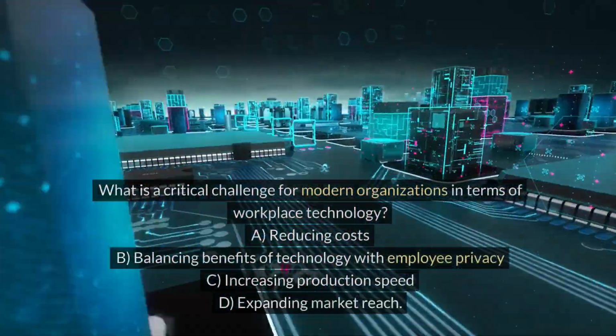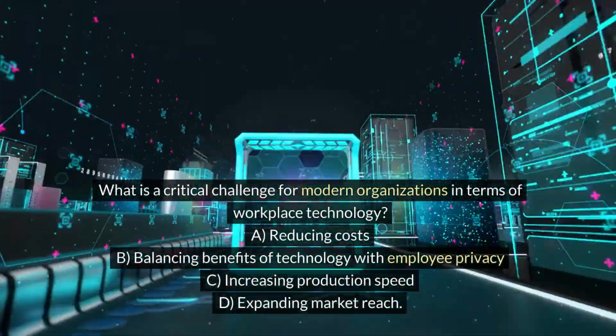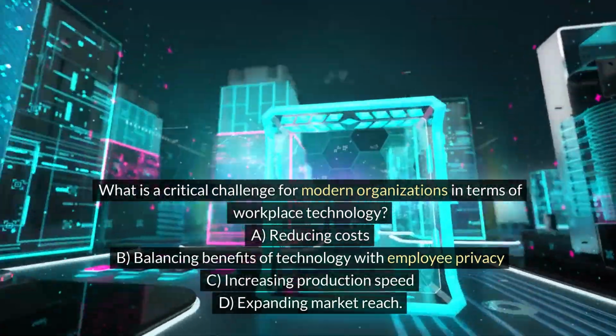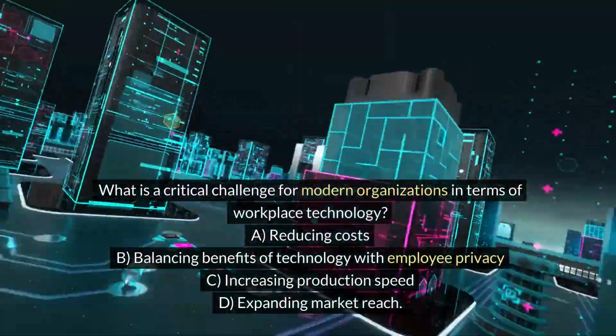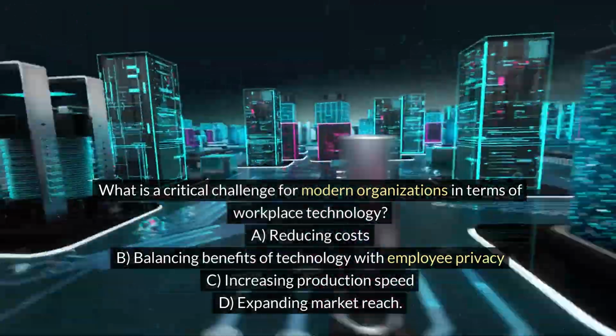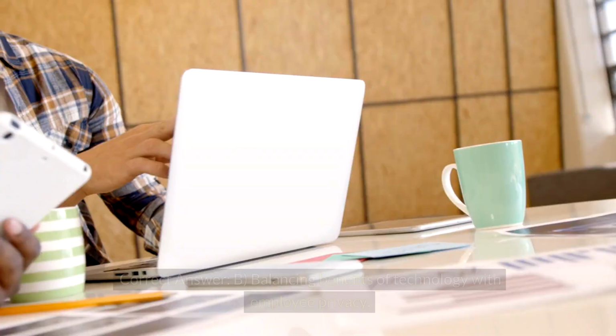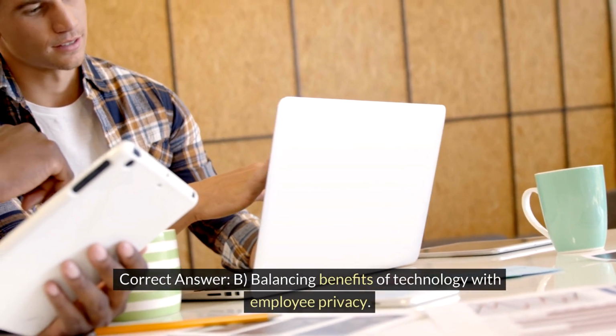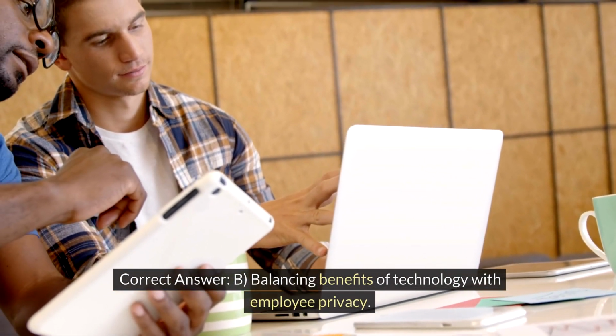Biometrics. What is a critical challenge for modern organizations in terms of workplace technology? A. Reducing costs. B. Balancing benefits of technology with employee privacy. C. Increasing production speed. D. Expanding market reach. Correct answer: B. Balancing benefits of technology with employee privacy.